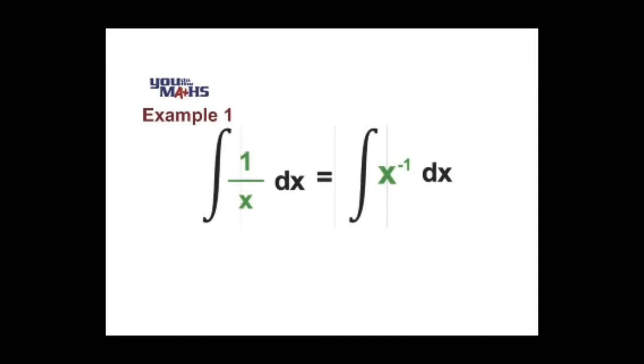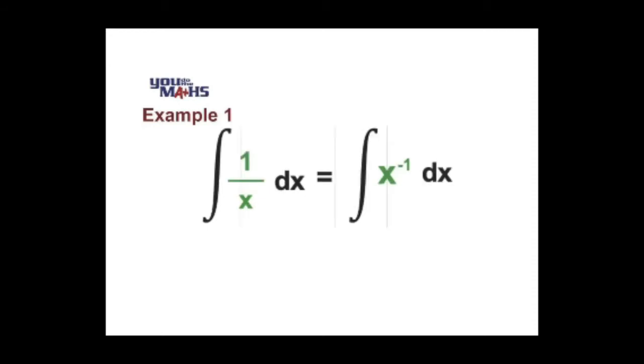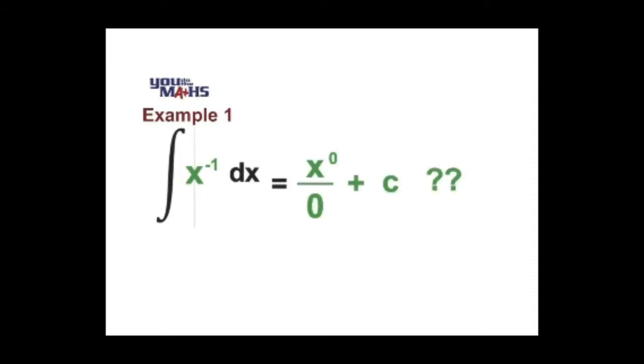And that is that if we have any expression, such as a polynomial x to the n, what we do is we raise the power of that function and we divide by the new power. So in this case, we'd raise the power by 1 to become x to the 0 and divide by that new power, which is 0, of course, plus a constant. This does raise a concern though, because we know that if we divide an expression by 0, it's undefined, so we have a bit of a problem.